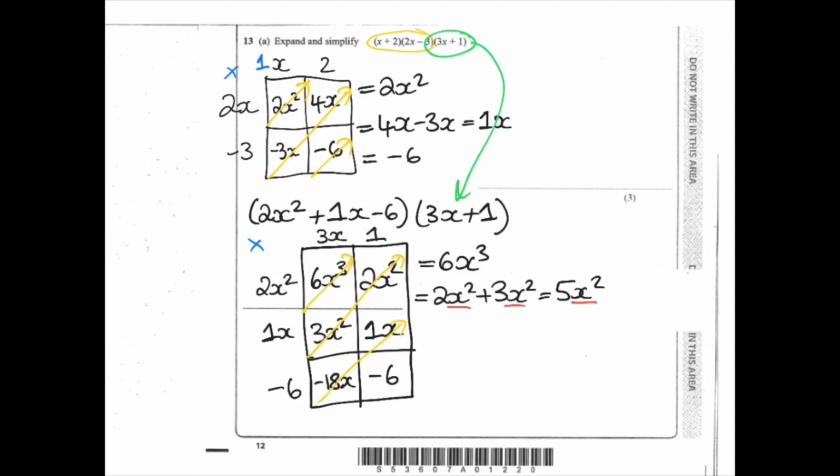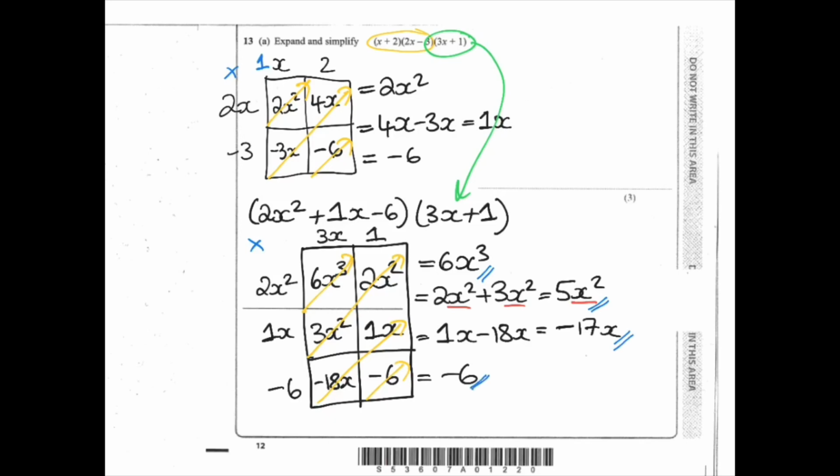Next diagonal, you've got a minus 18x and a 1x. So start with the positive, so start with the 1x minus 18x. Hopefully that's going to make it obvious as the answer is definitely negative. It's minus 17x. Final diagonal, minus 6. So final answers here. You've got 6x cubed, 5x squared, minus 17x, and minus 6.